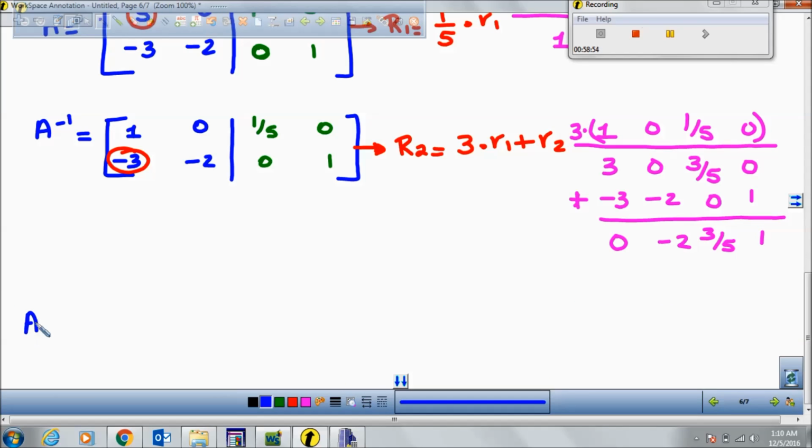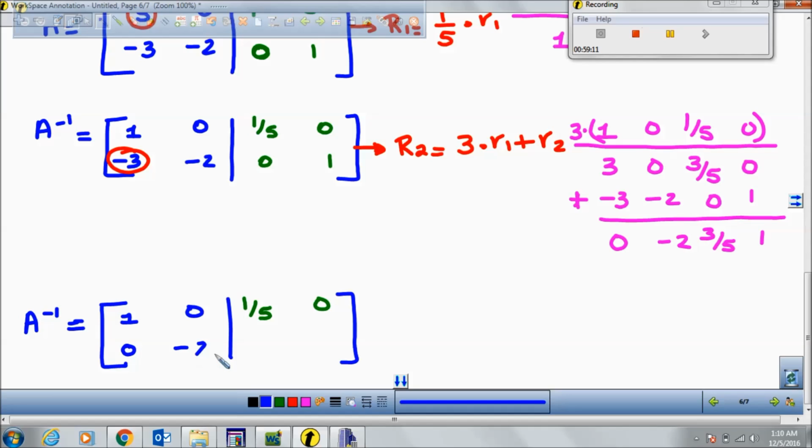So A inverse is now 1, 0, 1/5, 0, and then over here on the bottom, on the second row, 0, -2, 3/5, and 1. If you see on the next row, we already have the number on the top being a 0. So now we just have to make this -2 into a 1. We have to convert it into a 1. So we can multiply by the reciprocal of -2, which is -1/2.